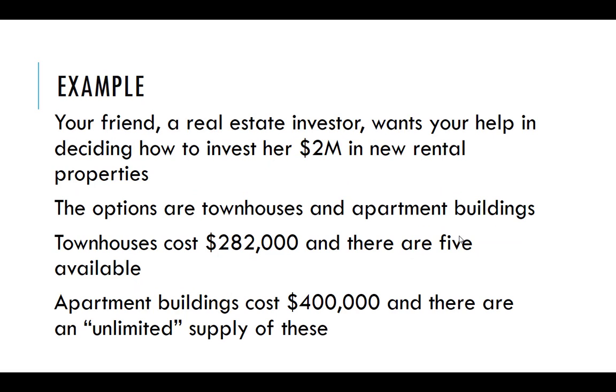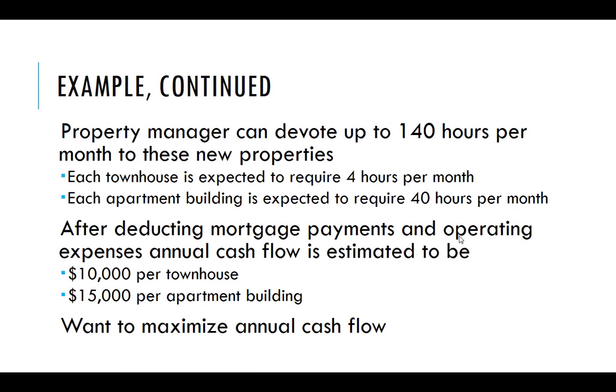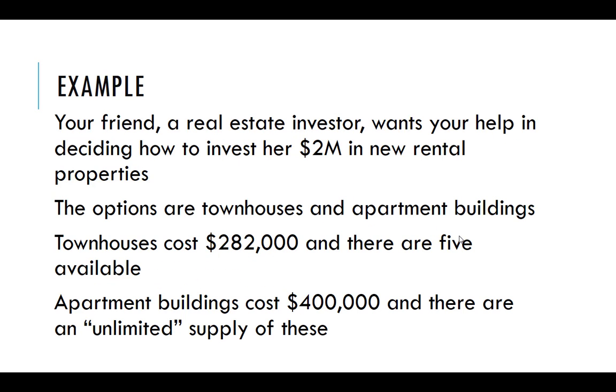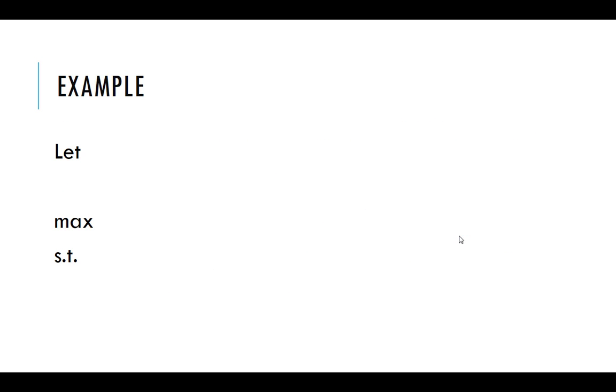We have restrictions on budget. She has only $2 million to invest, and we know how much each costs. And there's also the hours the property manager has. So we need to make sure we stay under labor hours. So I've left this nice blank slide for you to go ahead and fill out for yourself. There is one other restriction. There are only 5 available townhouses, so we have to make sure we do not buy more than 5, because there are only 5. So that's a third constraint that we need to make sure we add in. All right, so we'll formulate it next.